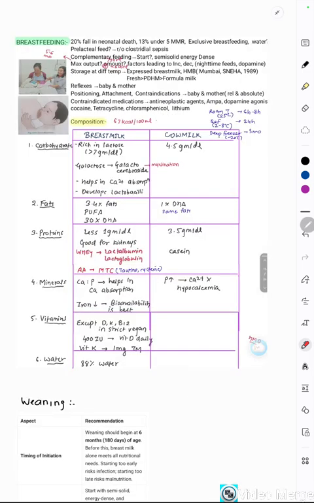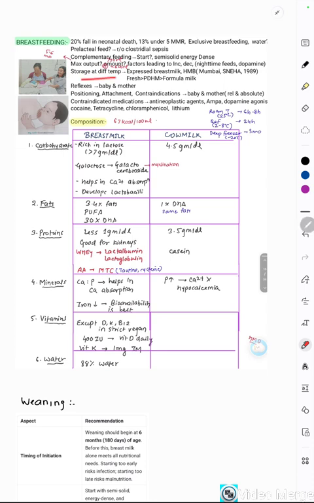Then talking about breastfeeding, as I said, it leads to a 20% fall in neonatal death, and a 30% fall in under 5 mortality. Now, the maximum output is delivered during 5 to 6 months, and the maximum output is about 730 ml, while the normal output is around 600 ml.